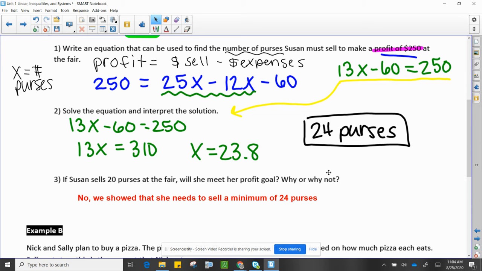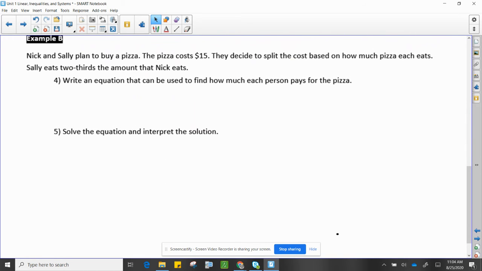Okay, all right, let's do another example together. Here we go, example B. This one's about Nick and Sally. They plan to buy a pizza. The pizza costs $15. Okay, they decide to split the cost based on how much pizza each person eats. Okay, Sally eats 2/3 the amount that Nick eats. So Nick's going to eat more pizza. Sally doesn't want to pay for the whole pizza because she doesn't eat as much as Nick. So she says if Nick eats more, he should pay more. So that's kind of our key amounts here.